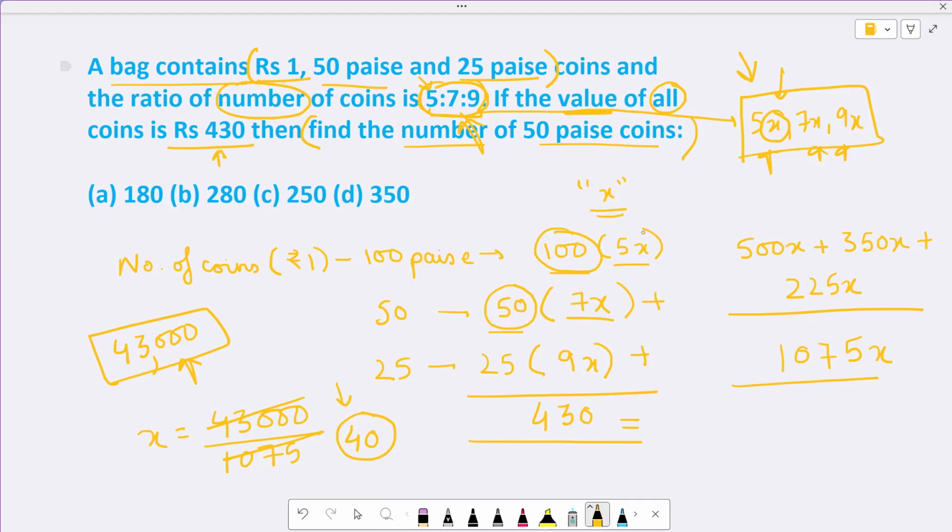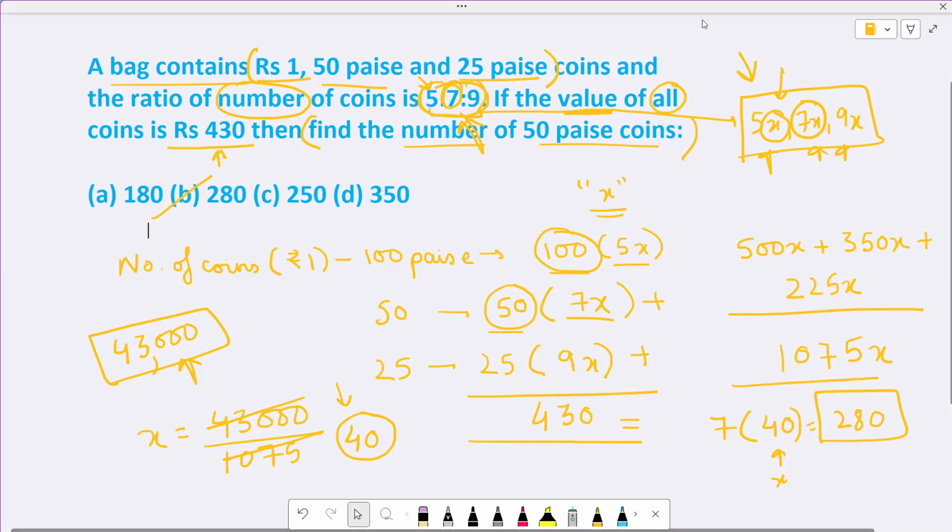Now they are asking for the number of 50 paise coins. So for 50 paise coins, the ratio was 7, right? So 7x will be the number of 50 paise coins. Therefore, when you multiply 7 by the value of x, that is 40, we get 280, which is the answer for this particular question. So 280 is the correct answer for this question. Let's move on to the next question.